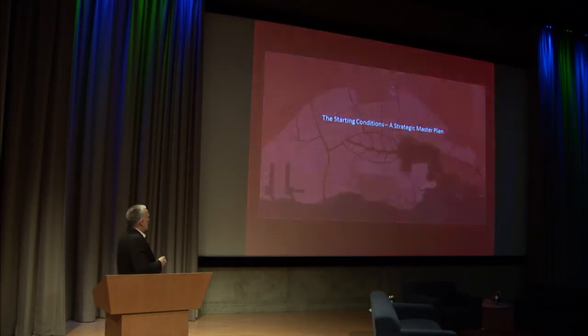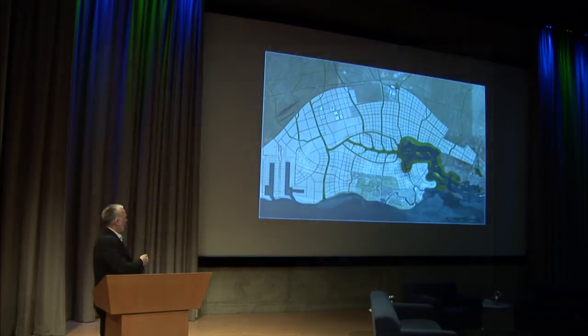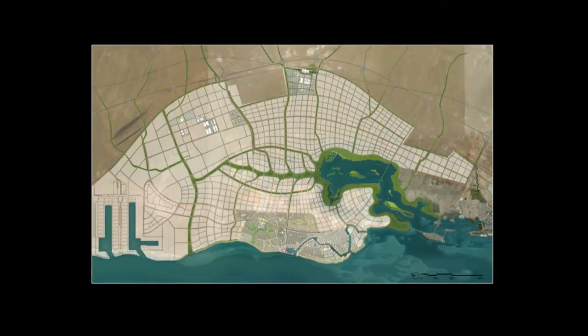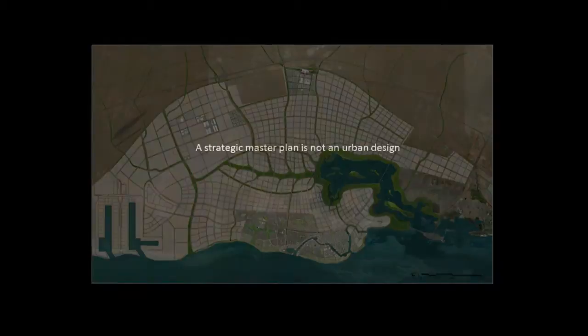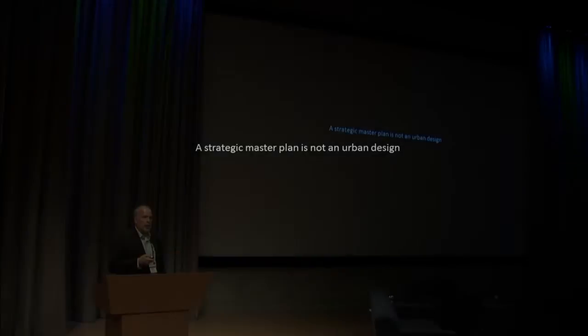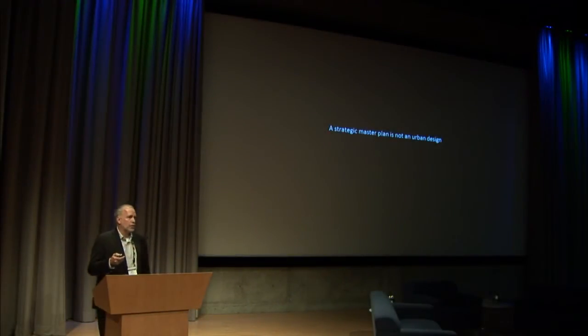So the starting conditions. This is what our strategic master plan looked like that we delivered to them, I think it was in early 2013, about a year ago. And what I want to make clear is what you can see is how little there is in terms of built stuff to look at, buildings in particular. Because a strategic master plan is not an urban design. A lot of people maybe don't quite understand that if you're not in the business, but in the development of a strategic master plan, you're not actually designing all of the buildings. You're not getting down to a high level of resolution. It's much more, as the name suggests, strategic in nature.